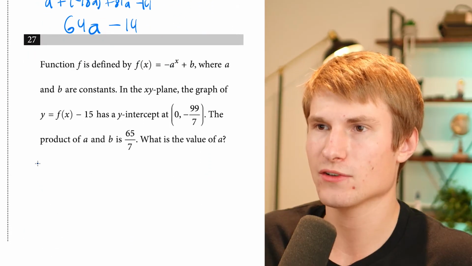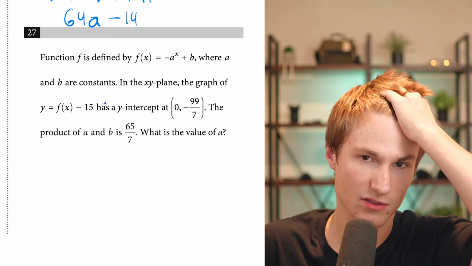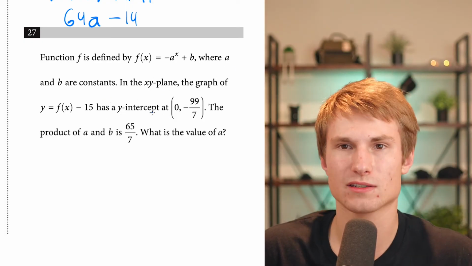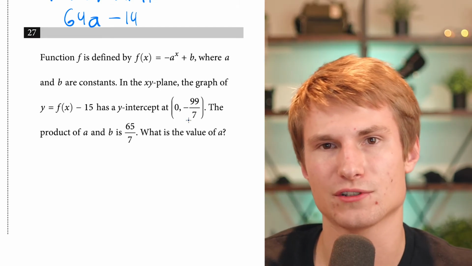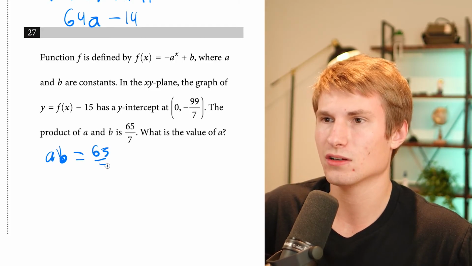We've got function f defined by f of x is equal to negative a to the power of x plus b, where a and b are constants in the xy plane. The graph of y equals f of x minus 15 has a y-intercept of 0, negative 99 over 7. The product of a and b, so a times b, is equal to 65 over 7. What is the value of a?